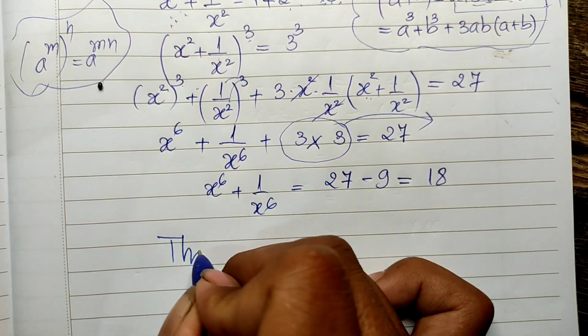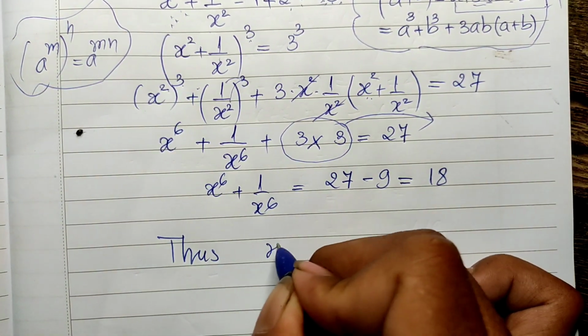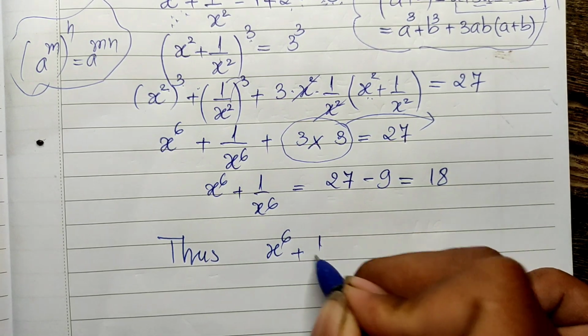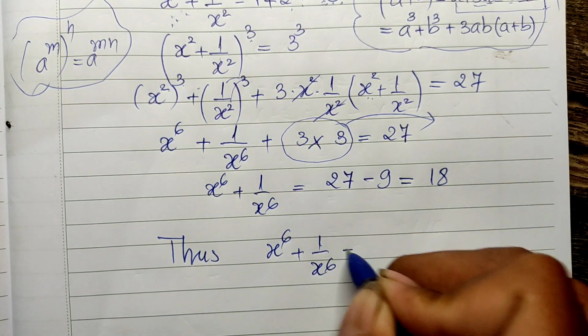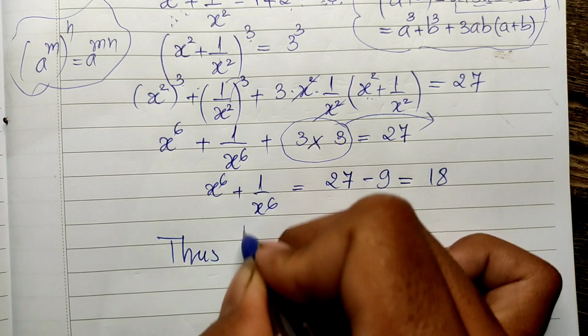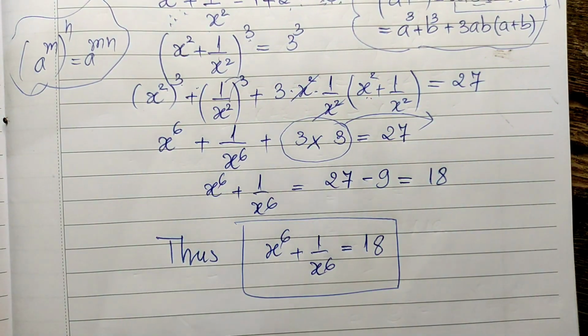Thus x to the power 6 plus 1 divided by x to the power 6 is equal to 18. This is our solution.